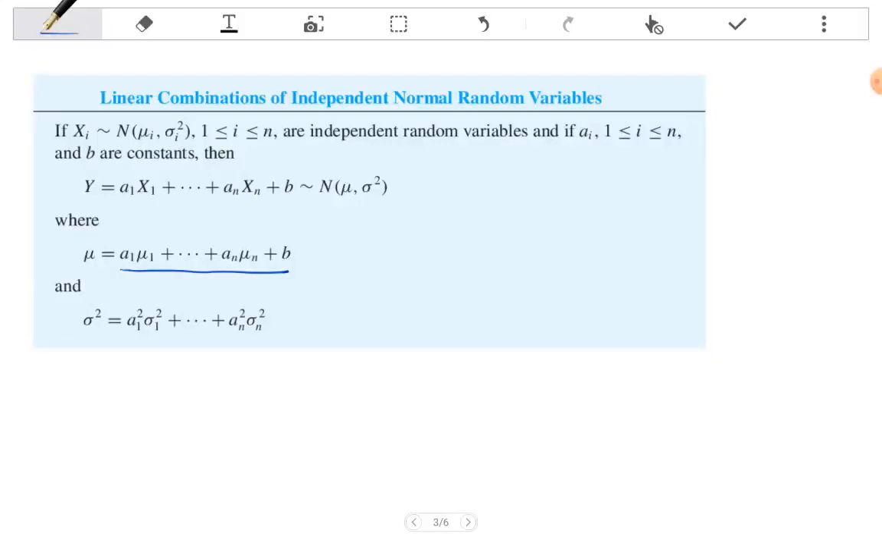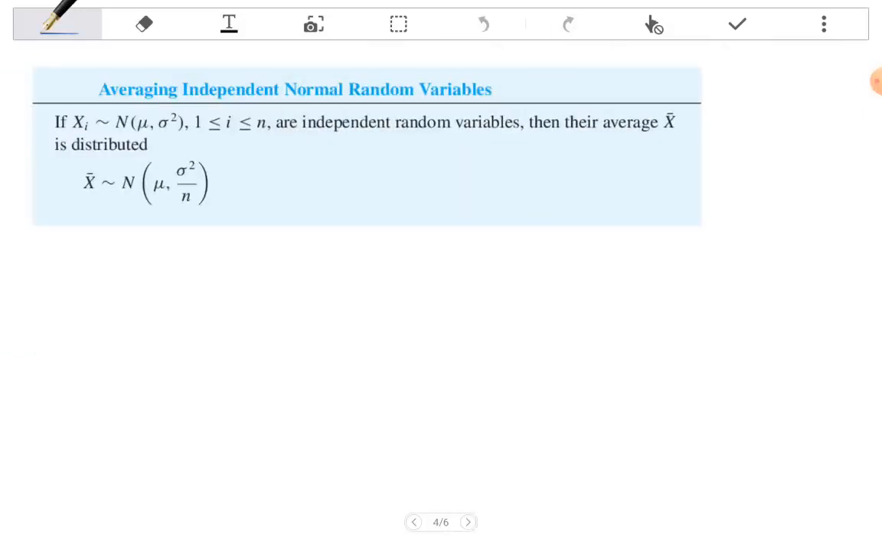And now let's look at the result when we are mostly interested in averaging of normal random variables. So when we want to take an average, assume that we consider our xi independent, and of course also normally distributed, and they all have the same mean and the same variance. Okay, and we consider the average, which we denote by x tilde or x bar, whatever. So this is the average, so we take x1 plus and so on plus xn over n.